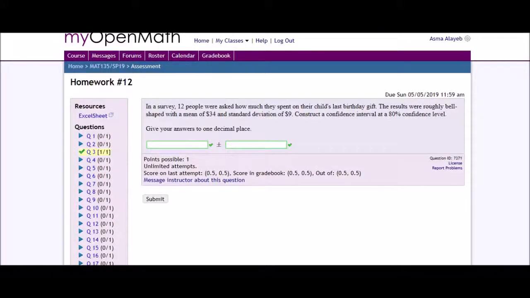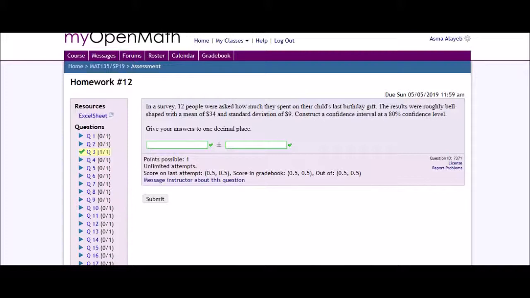Hello students, in this video I will show you how to solve question number 3 from homework number 12. The question says, in a survey, 12 people were asked how much they spent on their child's last birthday gift. The results were roughly bell-shaped, with a mean of $34 and a standard deviation of $9. Construct a confidence interval at 80% confidence level.